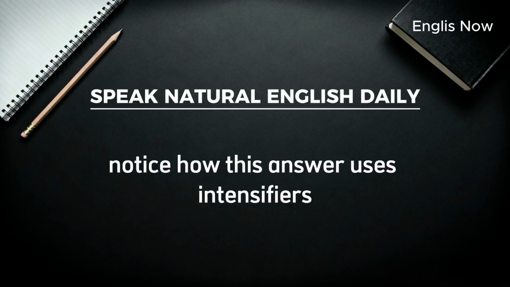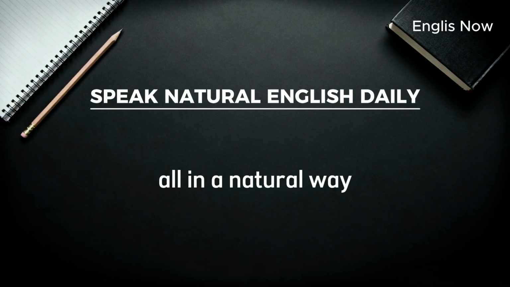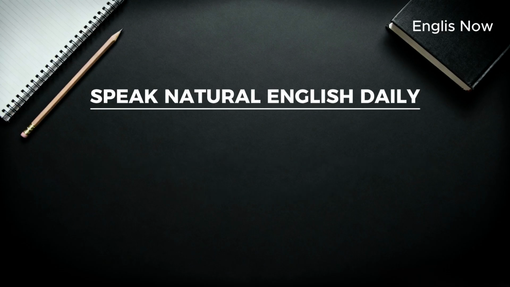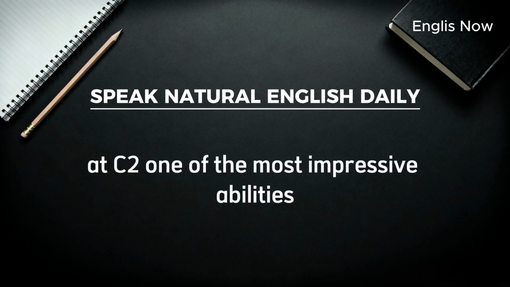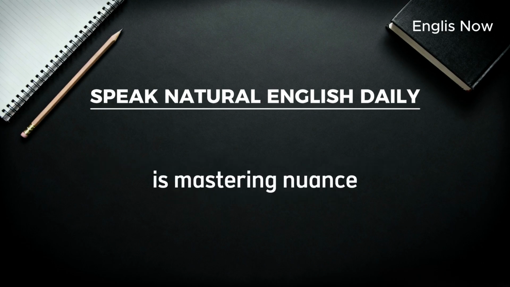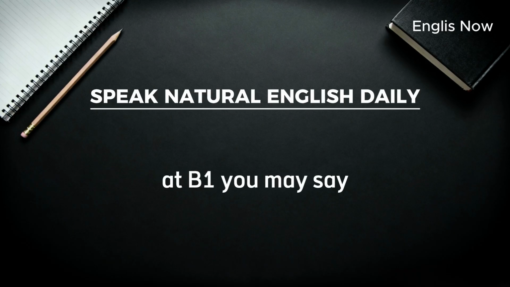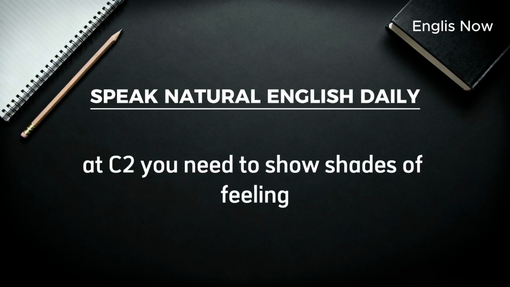Notice how this answer uses intensifiers, cleft sentences, and advanced vocabulary, all in a natural way. Practicing this kind of response with common questions will steadily move you toward advanced fluency. At C2, one of the most impressive abilities is mastering nuance when expressing emotions and attitudes. At B1, you may say, I am happy, or I am sad. These are correct, but simple. At C2, you need to show shades of feeling.